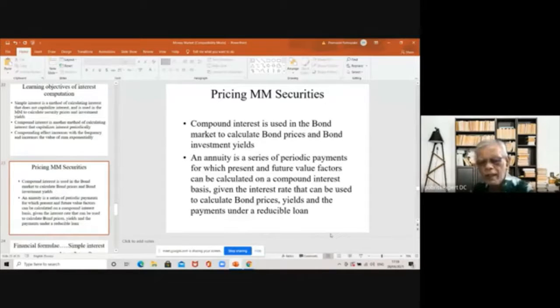An annuity is a series of periodic payments for which present value and future value factors can be calculated on a compound interest basis, given the interest rate. It can be used to calculate the bond prices, yields, and the payments under a reducible loan. Annuity is like the coupon interest paid every 6 months. There's a formula to calculate that as well. Ironically, annuities are not very much practiced in Sri Lanka. That is because we do not have many financial advisors in our country.